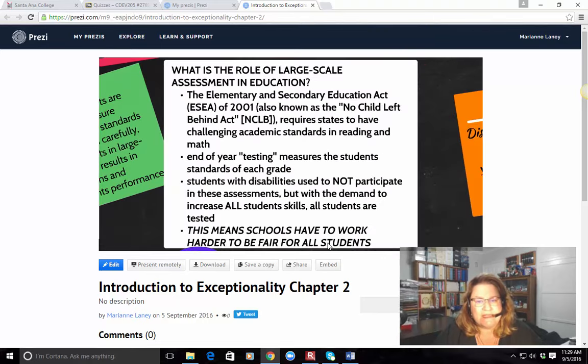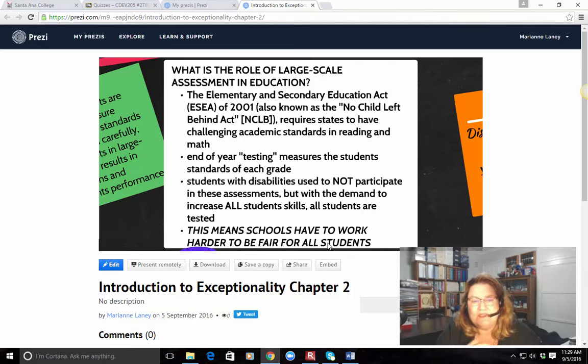Okay, now again, you're gonna see this, the Elementary and Secondary Education Act, or called No Child Left Behind, or NCLB. Okay, you might hear me say NCLB or No Child Left Behind. That's basically what came out in 2001 that said the academic standards are not up to the students, they're up to the teachers. And there's a school accountability report card. And we'll talk about that in a sec.